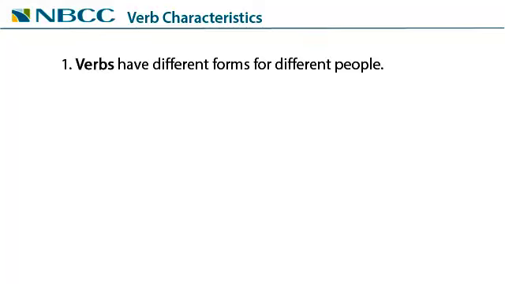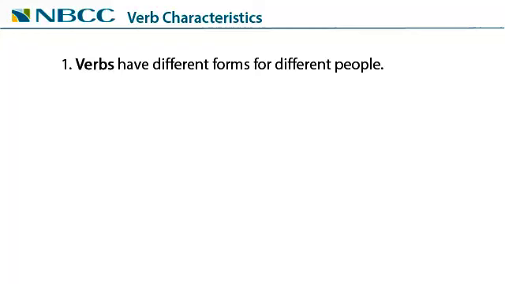Like other parts of speech, verbs have characteristics that can help you identify which words are verbs. One characteristic of verbs is that they have different forms for different people. Now, this is less obvious in English than in some other languages in which you learn to conjugate verbs.